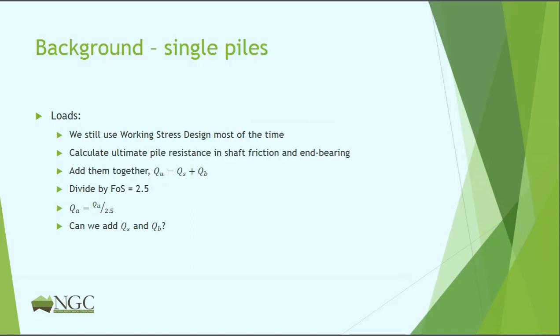So I understand that despite the fact that we've had limit state design codes in Australia for quite a long time now, a lot of pile design is still done on working stress design. So let's go along with that, and we'll calculate the ultimate pile resistance in shaft friction and end bearing. We'll add them together. We'll divide by a factor of safety of 2.5, which gives us an allowable load. But the issue is, can we add the ultimate shaft friction and the ultimate end bearing?